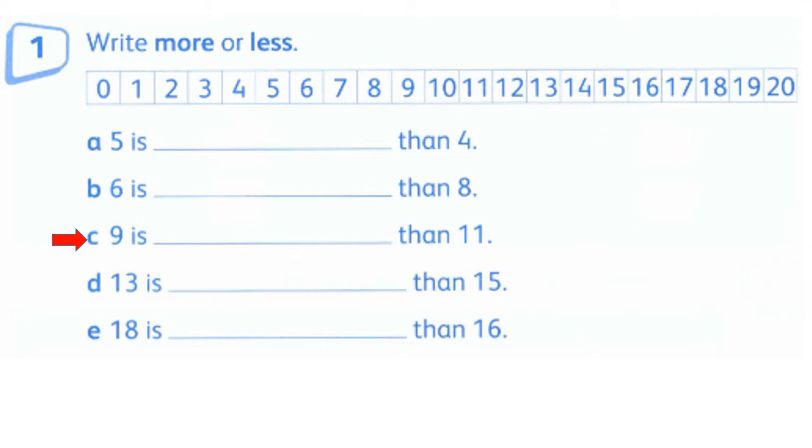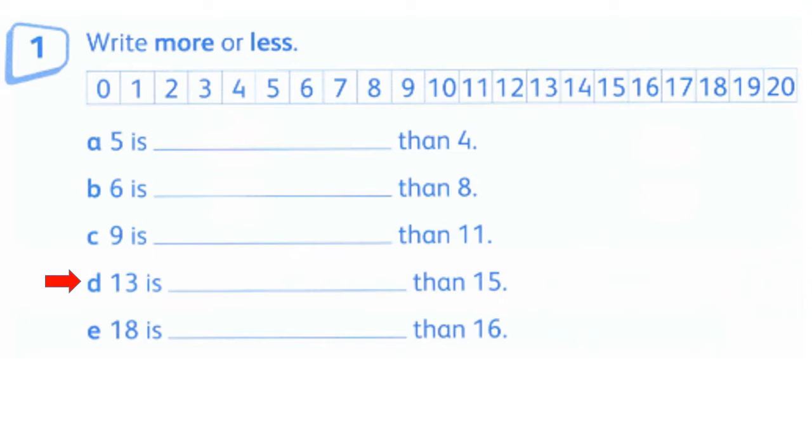C. 9 is more or less than 11. Here we have 9 and 11. Is 9 more or less than 11? That's right, it's less. 1, 2 less. 9 is 2 less than 11.